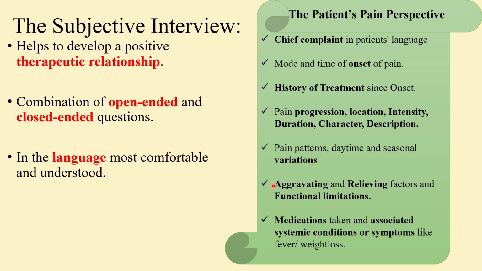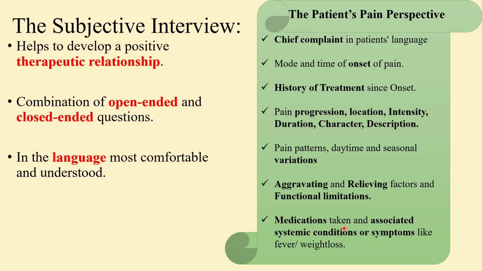Okay, and then we need to discuss the current aggravating and relieving factors and the functional limitations. That means which movement increases the pain, which movement relieves the pain, and what are the limitations the person is facing right now. So all this will give us an idea which movements are painful and which are pain free. So then we can design a rehab protocol accordingly.